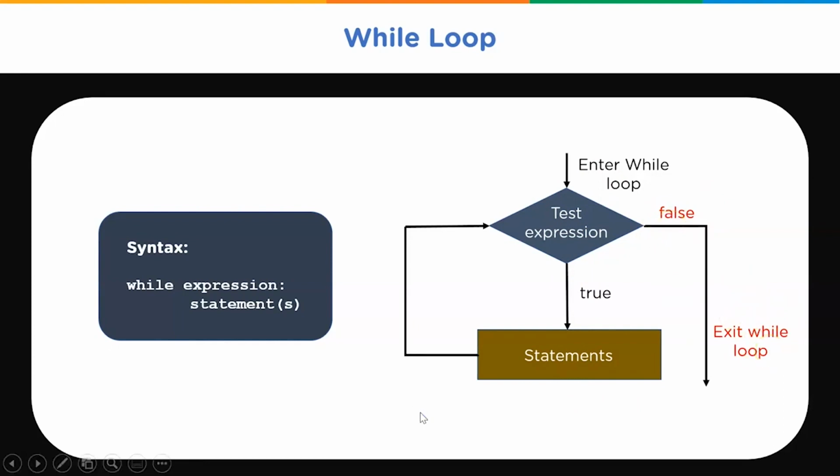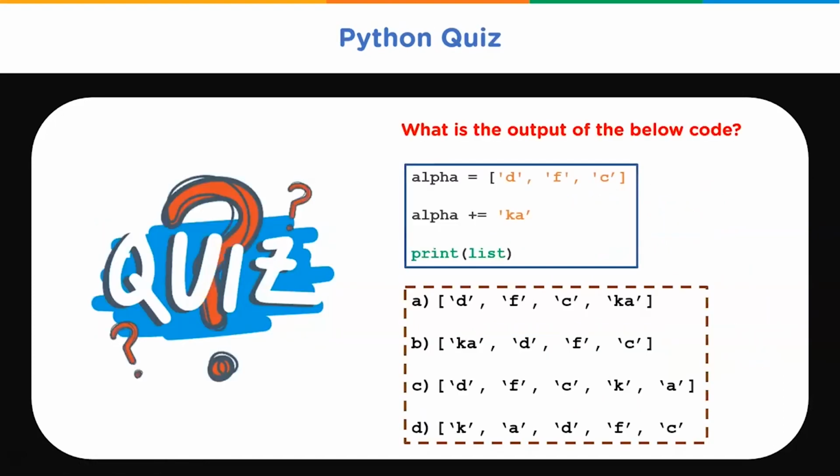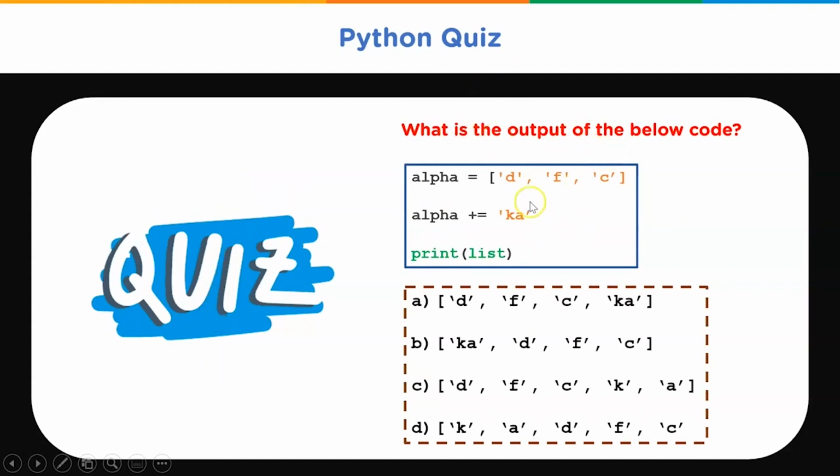Now before I move on, I have a question for you. So here is a Python quiz question. I want you to tell me the output of the below code. So this is regarding a list. I have declared a list called alpha that has D, F and C as its elements. Then I'm saying alpha plus equal to 'Ka', which is again a string since it is within the single quotes. Then I'm printing the list. Now you need to tell me what is the right answer.